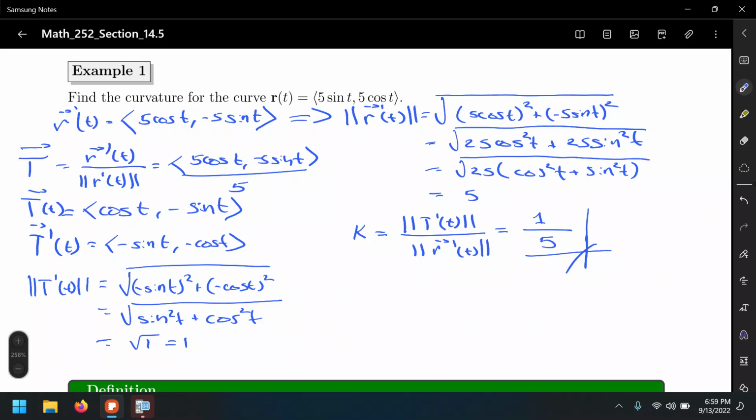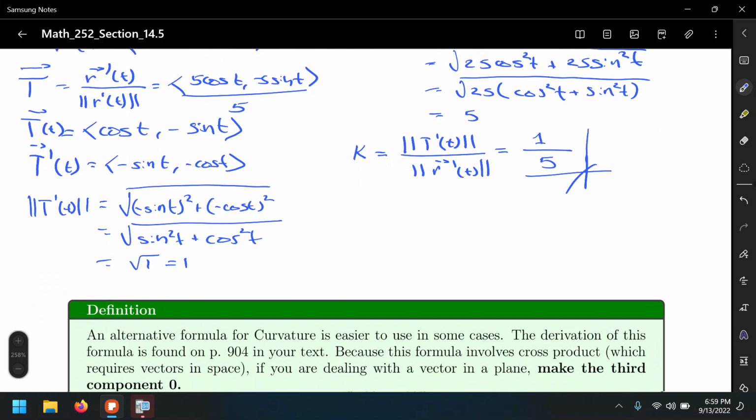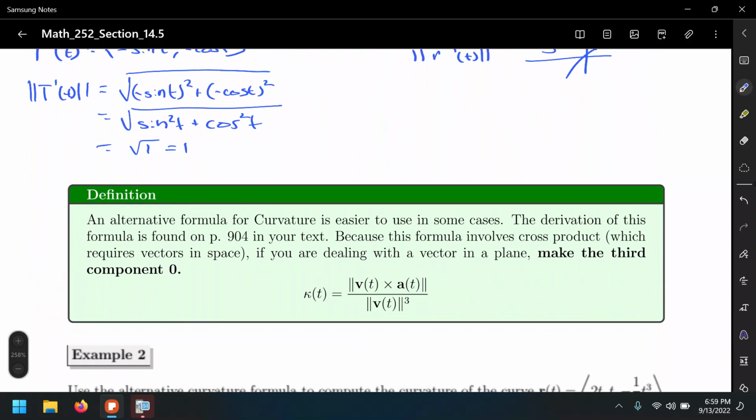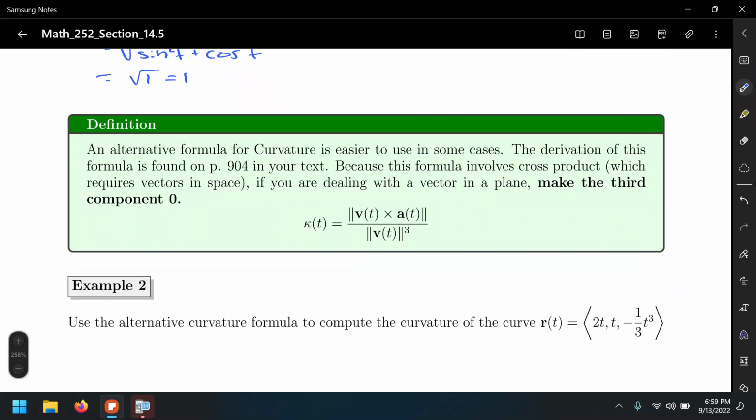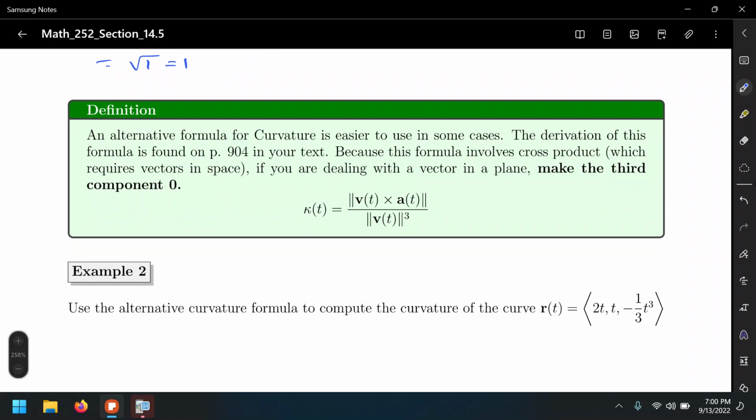We're getting a constant because it's a circle. How's the curvature on a circle? Isn't it constant? Isn't it the same at every single point? So that's why we're getting a constant. It's not going to be the same for other cases. All right, there is an alternative formula to find the curvature. All right, and this alternative involves finding the cross product of a couple of vectors, finding magnitudes, finding the cube of the magnitude.